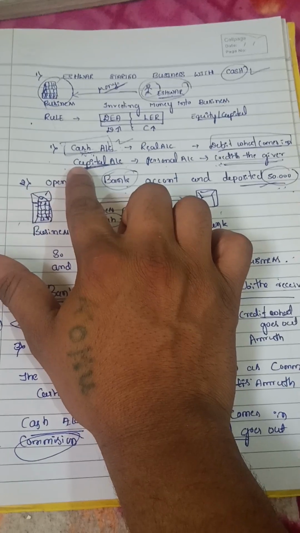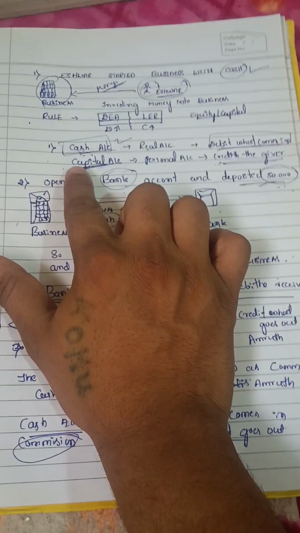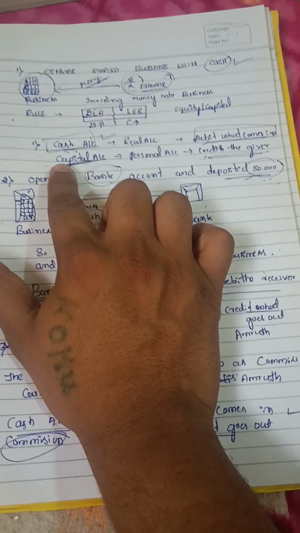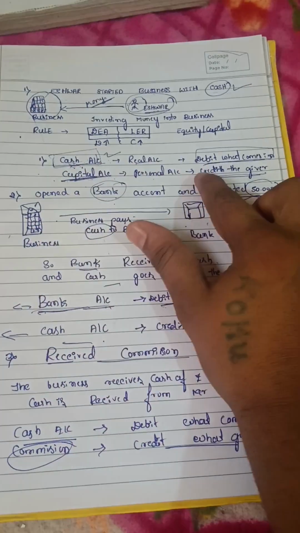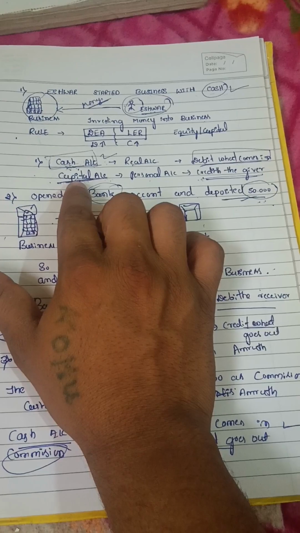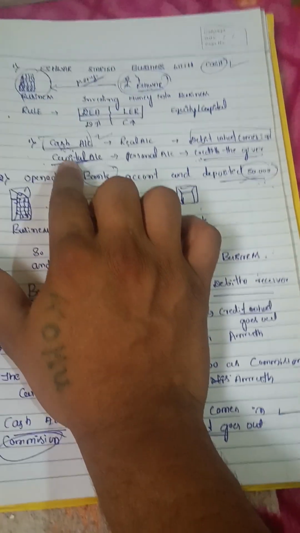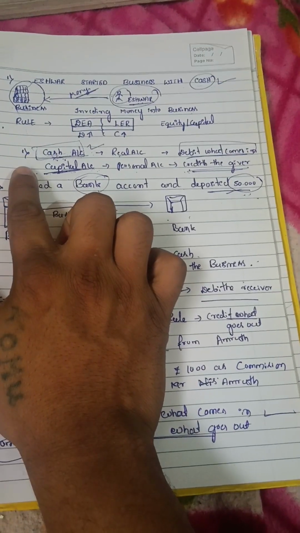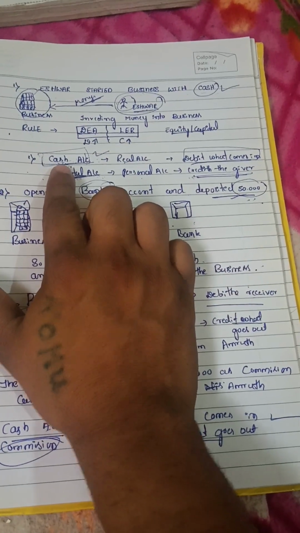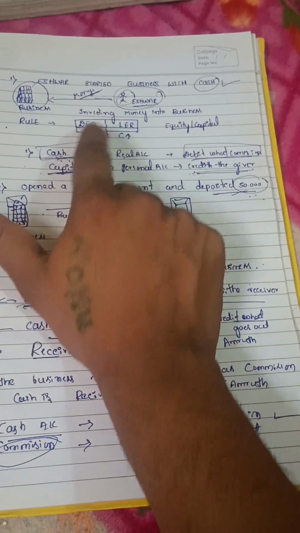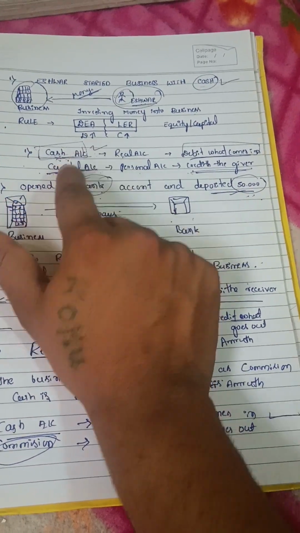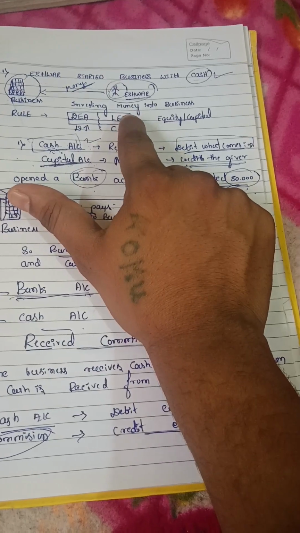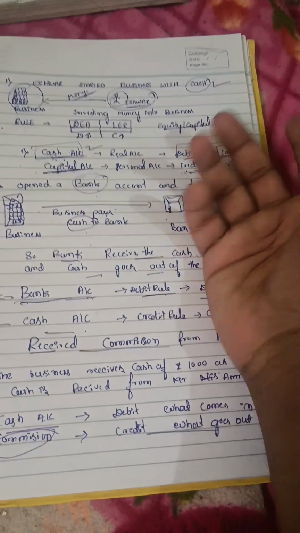Capital account comes under personal rule. What is the personal account rule? Debit the receiver, credit the giver. Credit the giver, that's why we are crediting this capital account. Now you can also apply one more logic here. Cash means what? Asset. Asset is increasing, that's why we are debiting cash account. Capital also increasing, capital account, simple credit.